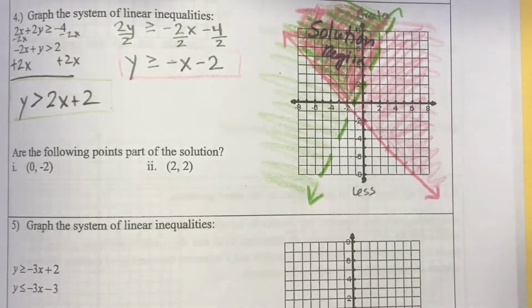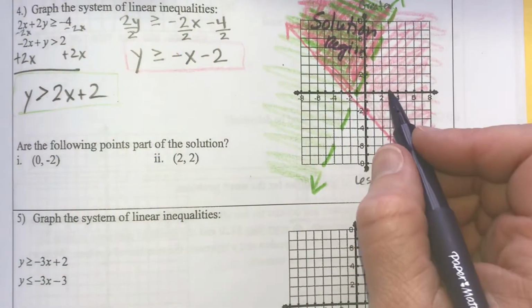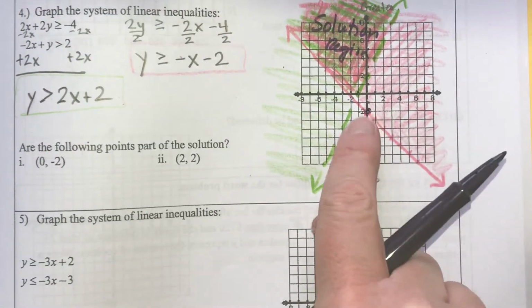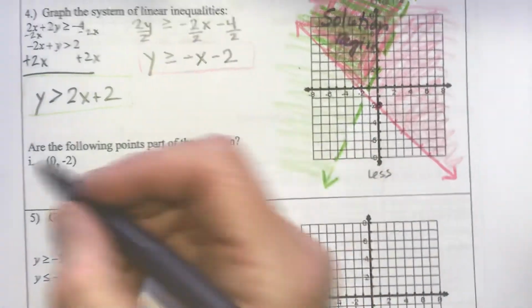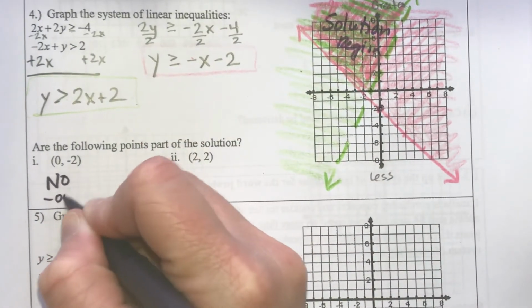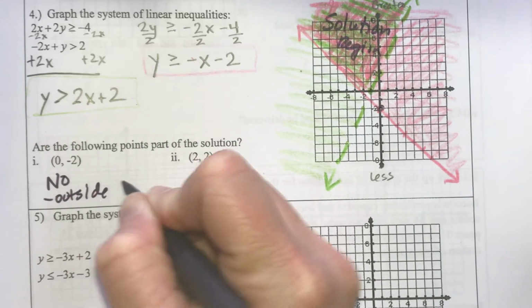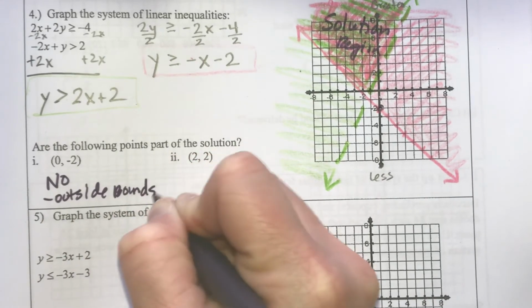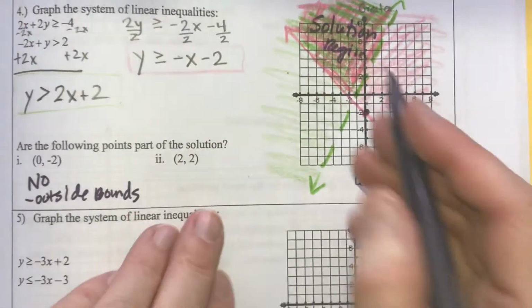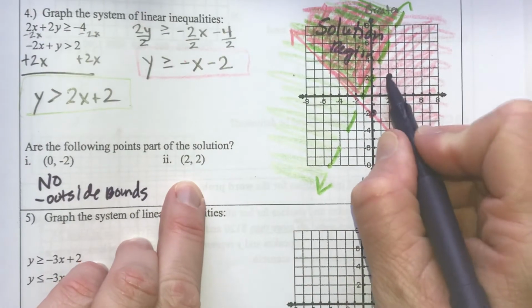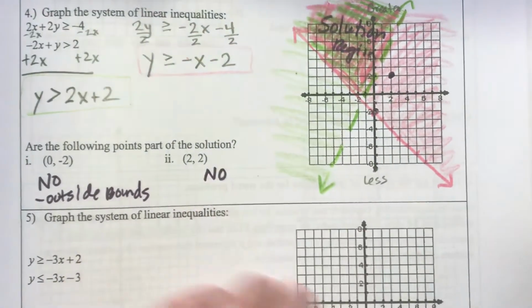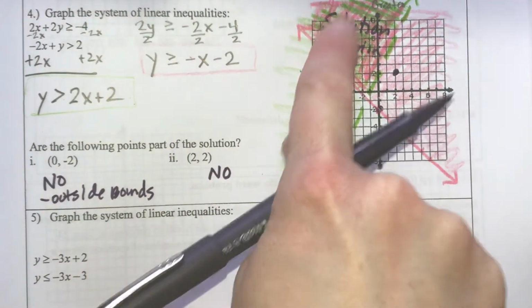So here we go. There's a couple points here to identify. 0, negative 2, even though it's on a solid line, it's not at your boundary region. So no, outside the bounds. You know, like out of bounds. Then you're out. No, you're out. Okay. 2, 2, definitely no, because it does not interact with our solution region here.